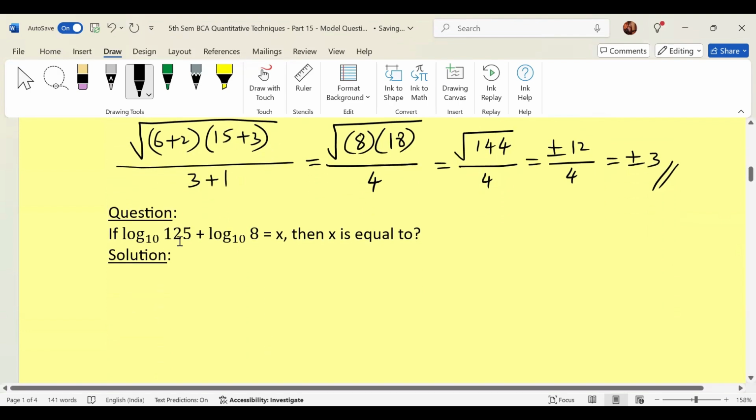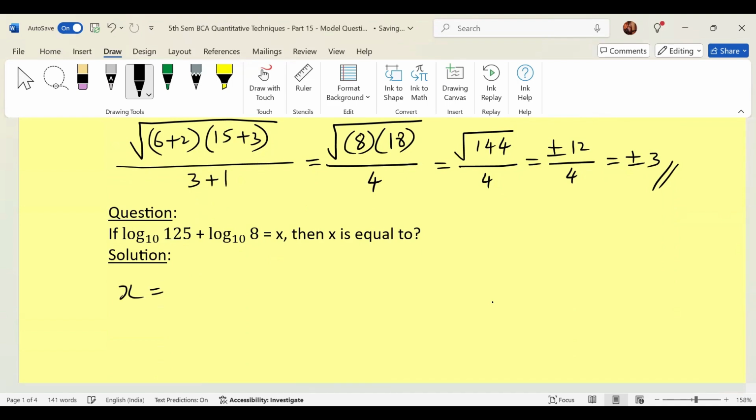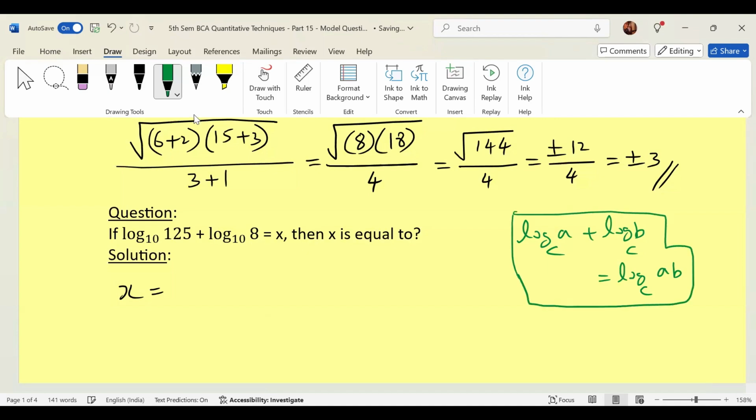If logarithm of 125 to the base 10 plus logarithm of 8 to the base 10 is x, then what is x? That is the question. So x will be, since it is like log a plus log b, both are having the same base, means we can write this as logarithm of ab to the base c. So we will apply this here. So we will have now logarithm of 125 multiplied by 8 to the base 10, because both are having the common base 10. That is equal to logarithm of 125 into 8 is 1000 to the base 10.